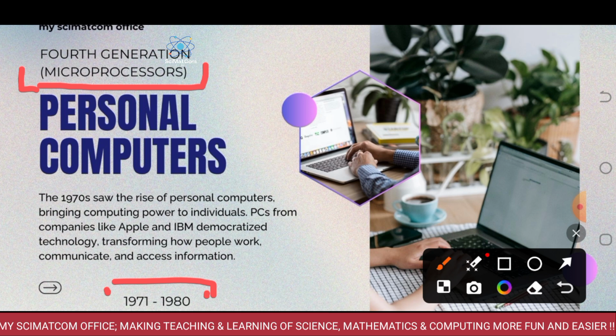This brought about the personal computer era, where people would start saying, I have a PC, I have my PC. You get it? The fourth generation brought about the personal computer era, and individuals started to purchase computers from companies like Apple and IBM. This brought a lot of other features like internet connectivity and communication systems. You also had access to more information than the third.